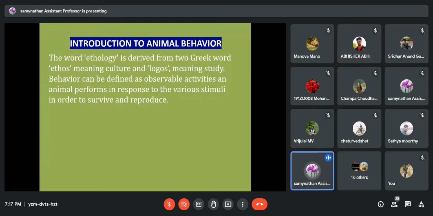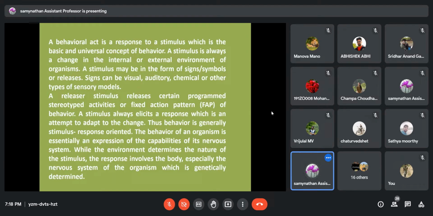Okay, now we are going to discuss animal behavior. The word ethology is derived from two Greek words: etho means culture, and logos means study. So behavior can be defined as observable activities and animal performance in response to various stimuli in order to survive and reproduce. A behavioral act is a response to a stimulus, which is the basic and universal concept of behavior. A stimulus is always a change in the internal or external environment of organisms.